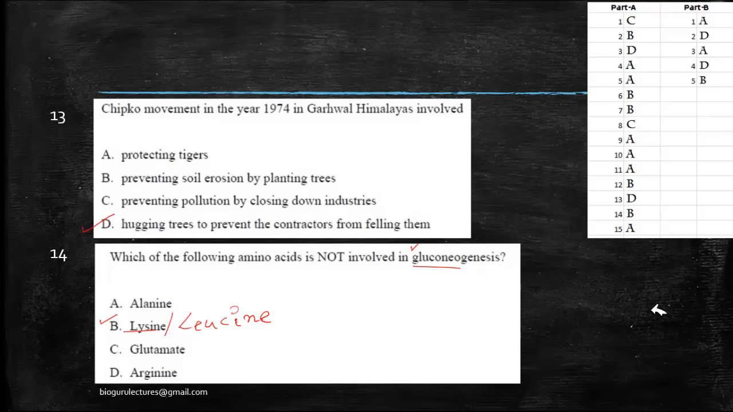I think the answers are correct. So the 13th one is D, the 14th one is B. And if you know about this process, you can probably guess the answer quite easily.